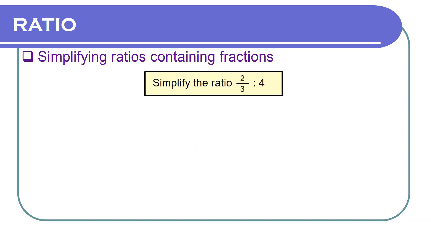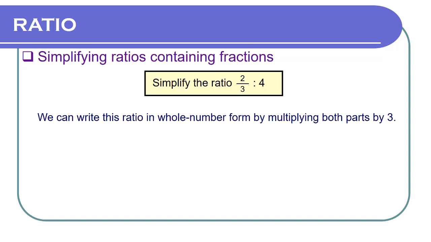The next is the example of simplifying ratios containing fractions. For example, simplify the ratio of 2 over 3 to 4. To simplify these ratios, we need to multiply by the denominator. The denominator is 3, so we multiply both numbers by 3. So we get 2 to 12. 2 to 12 can be simplified again by dividing both numbers by the GCF. The GCF of both numbers is 2, so we get 1 to 6.